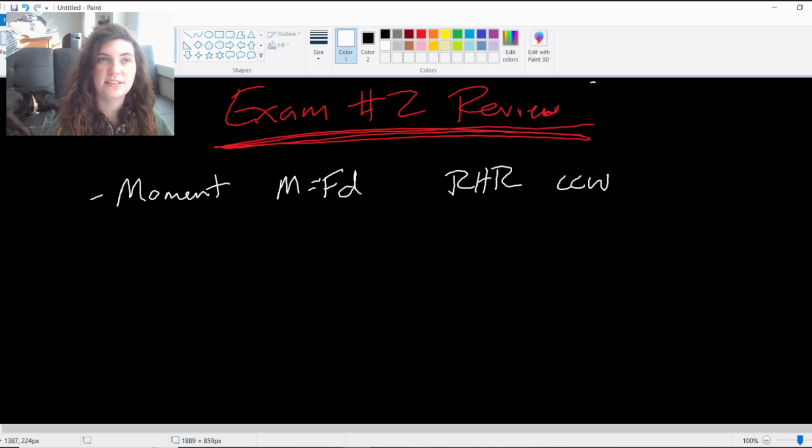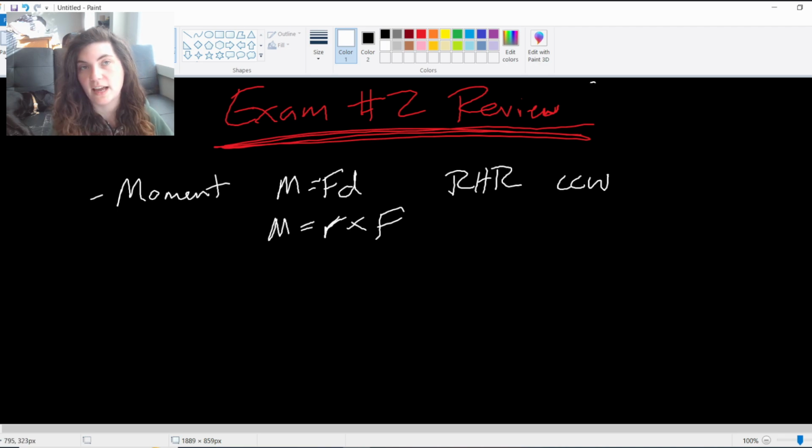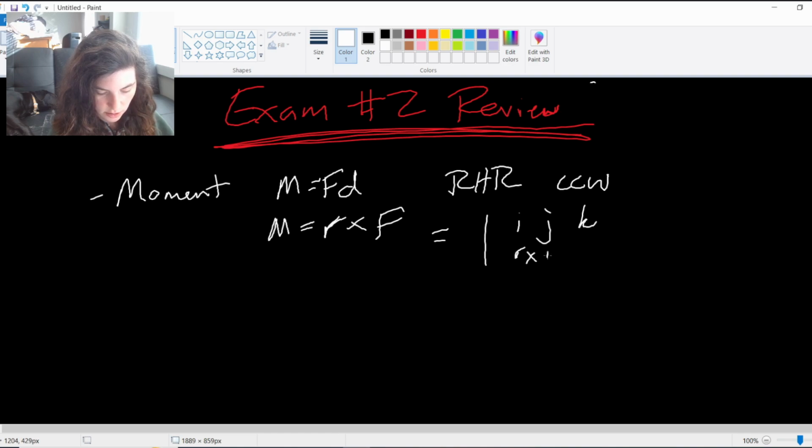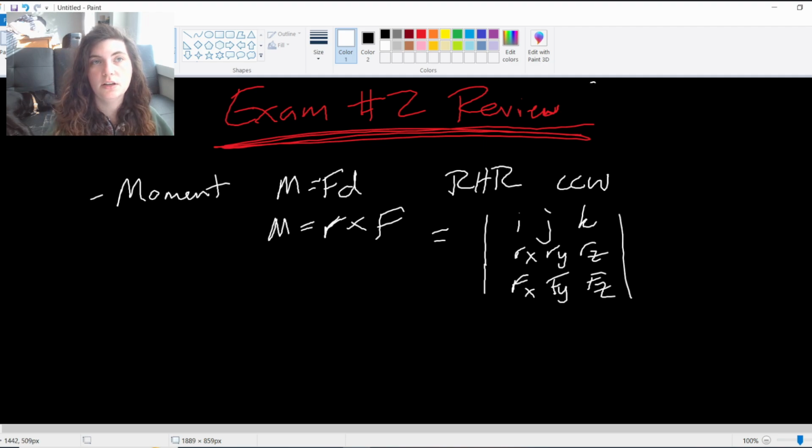So knowing how to take a moment in scalar form, knowing how to do a moment in vector form as well. So the cross product, R cross F, finding a position vector that links the point that you're taking the moment about to the force vector, and knowing how to do that cross product. We usually do the i, j, k, then your Rx, Ry, Rz, your position vector is always the middle one, and then your force vector is always the last one in this cross product. Now this is given to you on your formula sheet, but it's important that you know how to use this and when to use this.